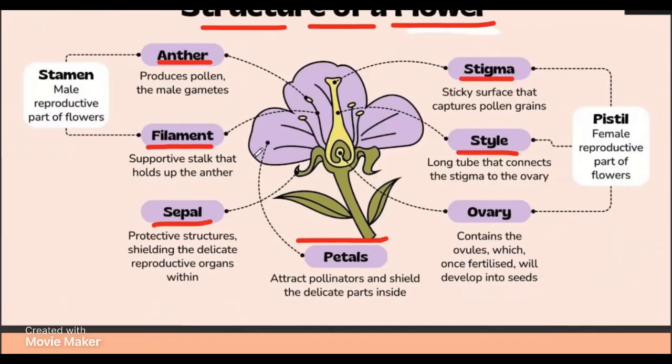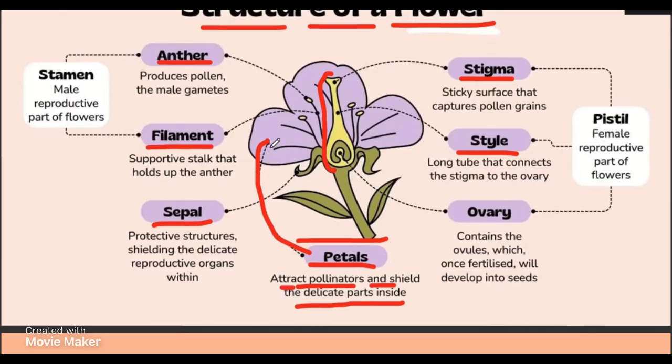So you can see the most prominent part of the flower is the petal. Here are the petals. What is the function of petals? Petals attract pollinators and shield the delicate part inside. The delicate part of the flower is this. So what do petals do? They protect the delicate parts of the flower.